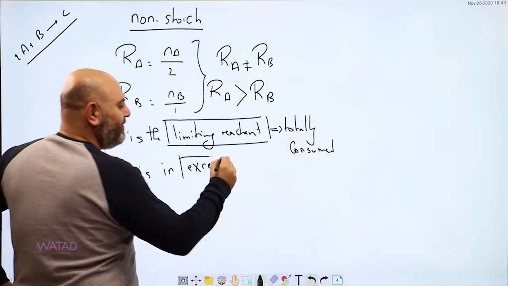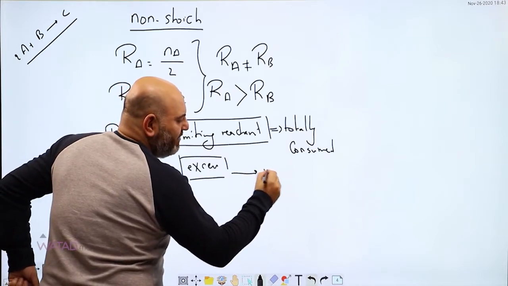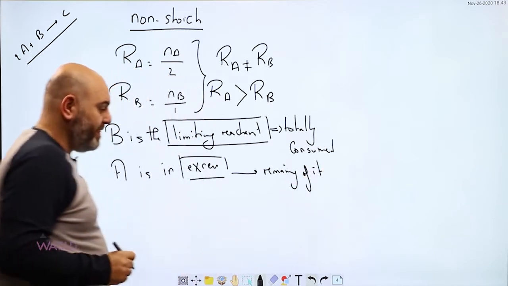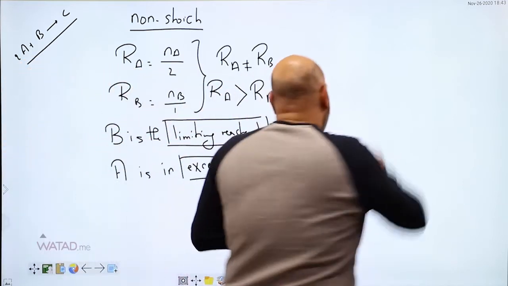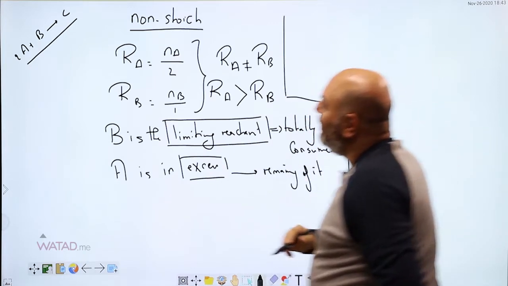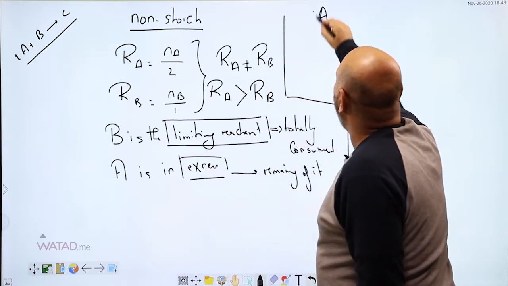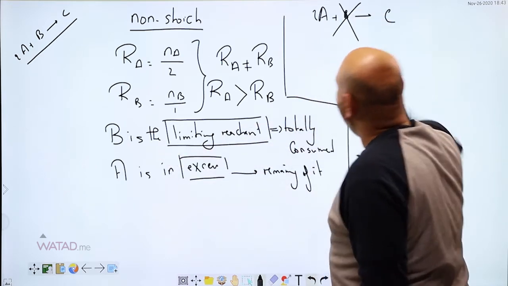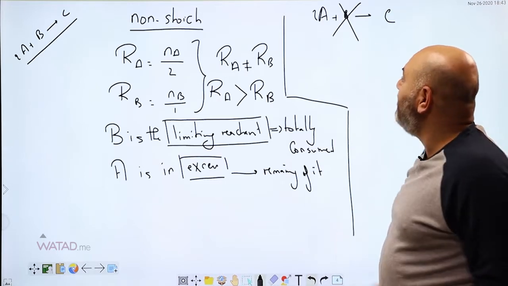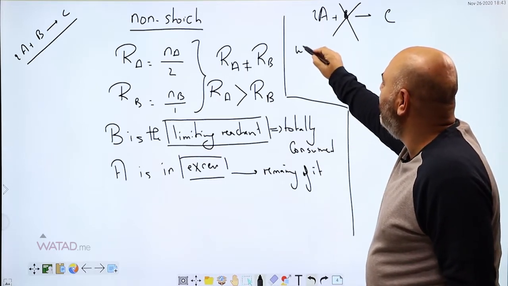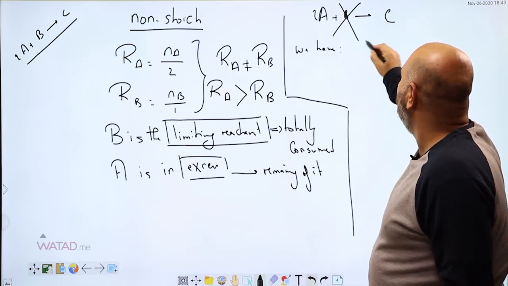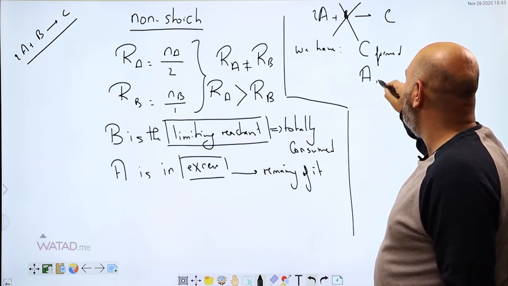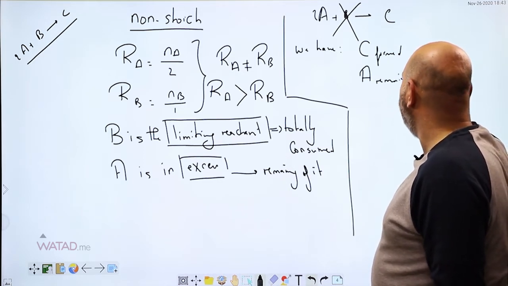Once you say excess, it means we have a remaining quantity of it. Okay? Therefore, in a non-stoichiometric mixture, what are we going to have? 2A plus B gives C. B is the limiting reactant, which means it will react completely, which implies that at the end we have C formed, please pay attention, and A remaining, a new term.